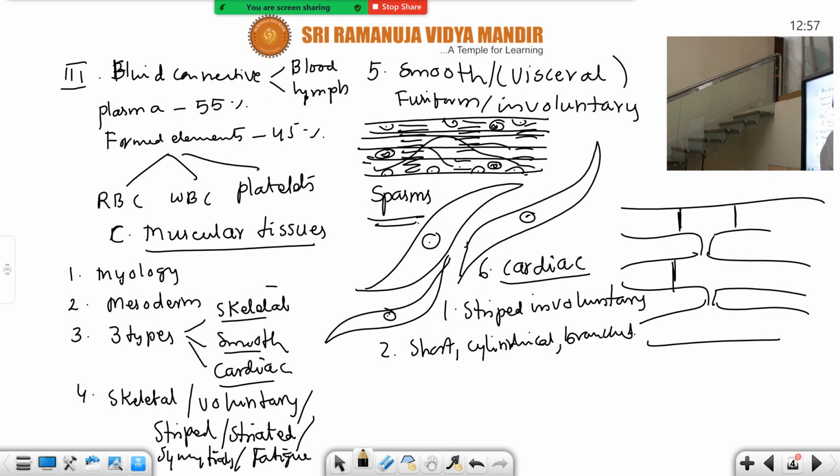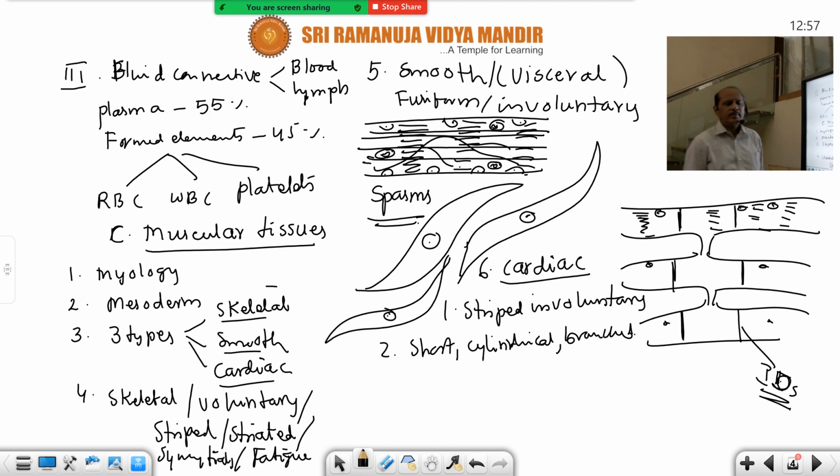These dark lines at the junctions are called intercalated discs, ICDs. Intercalated discs are simply IDs, capital I, capital D, intercalated discs, where the gap junctions are present, and the remaining striations are also there. So these are all striations. And they are uninucleated or sometimes binucleated. This is about the cardiac muscle.